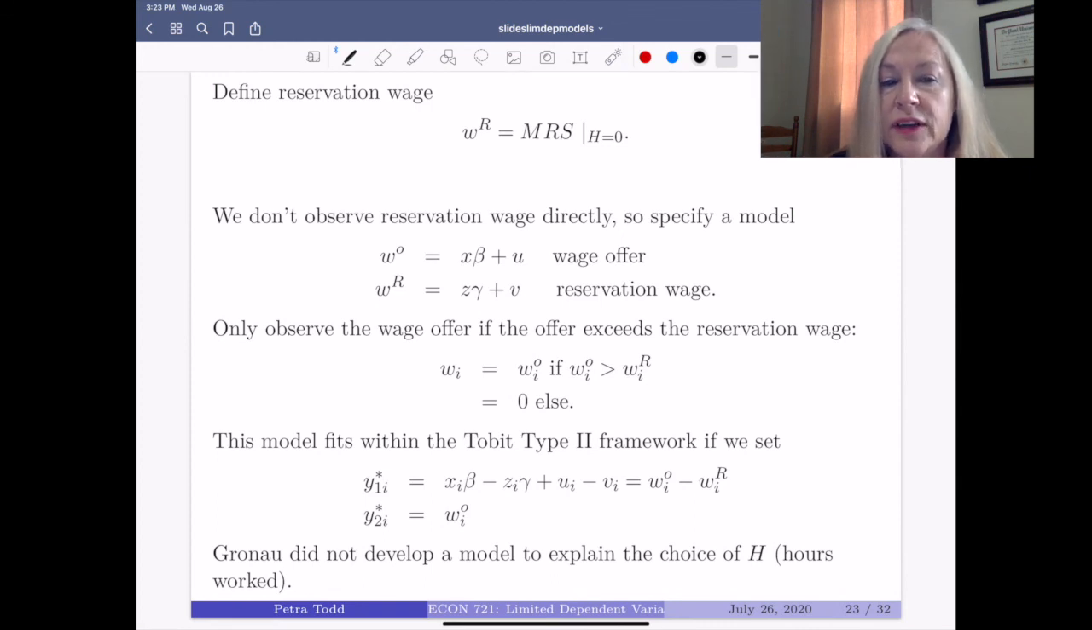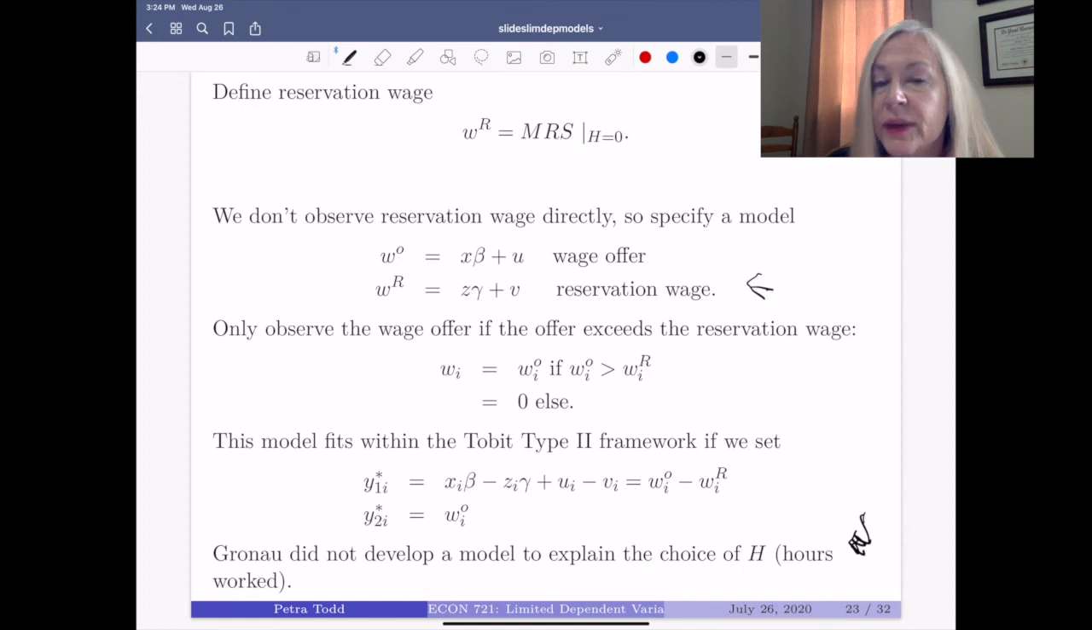So in reality, you do not usually observe the reservation wage. There are a few data sets that maybe ask people, what's the minimum wage you'd be willing to work at? But usually we don't have that. So we normally specify a model for the reservation wage. And you observe the wage if the wage offer exceeds the reservation wage. So if you set Y1 to be the difference between the wage offer and the reservation wage, and Y2 to be the wage offer, then you get this type 2 Tobit model framework. And if you have some variables that affect the reservation wage that are not in the wage, then those are exclusion restrictions.